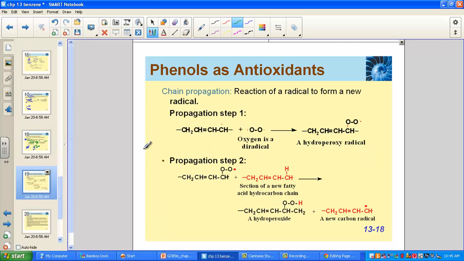In step 2, we begin the chain propagation. This is when a reaction of the radical changes to form a new radical. We'll call this step 2A, and we'll talk about a further step called step 2B, and we just see this propagate over and over again. Here is the product of step 1 now becoming the reactant in step 2. Right here is the radical region of our fatty acid chain, the carbon immediately following the carbon that's involved in the double bond.